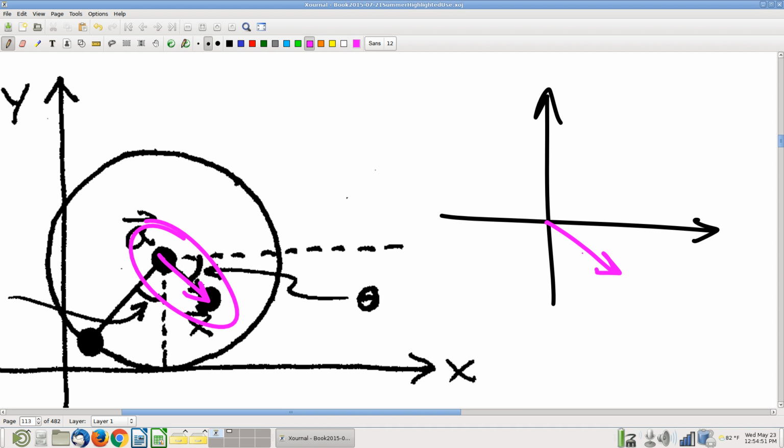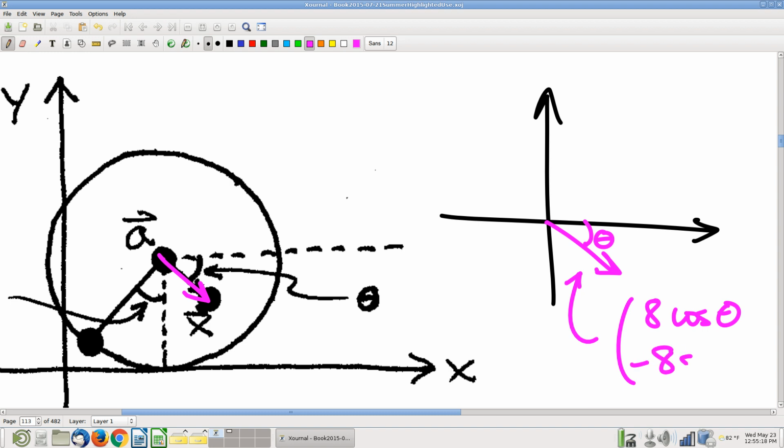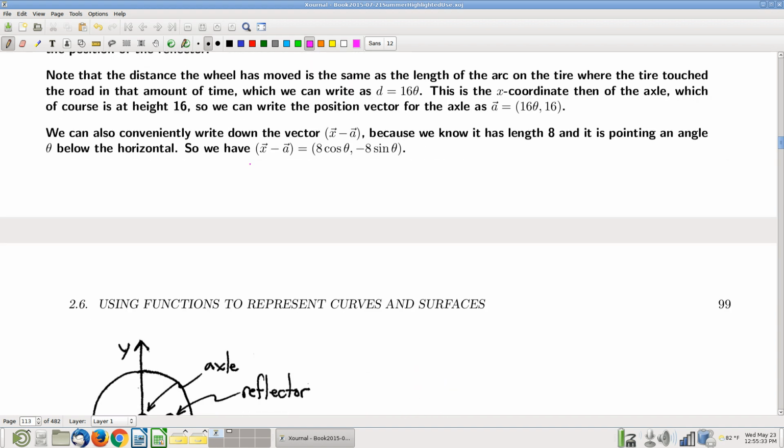So that's pretty straightforward. It ends up being really easy to write down this vector as a function of theta. Do keep in mind that theta is kind of upside down. The angle's going clockwise around the unit circle instead of counterclockwise, and so that vector is cosine theta. Oh, whoops! I forgot my 8. 8 cosine theta, negative 8 sine theta. Yeah? Okay. And that's what we have here.